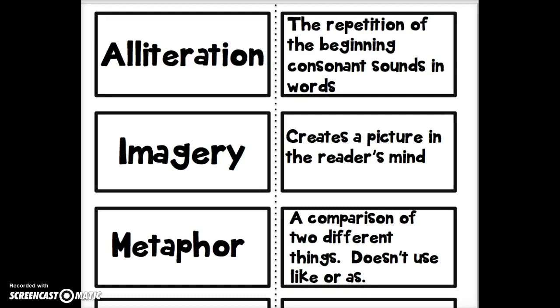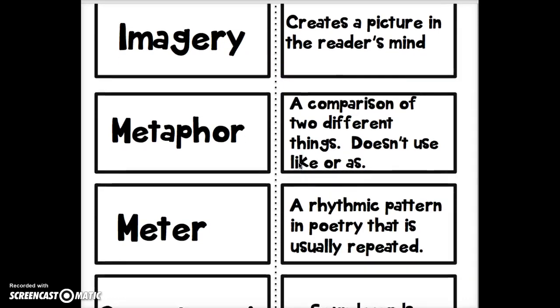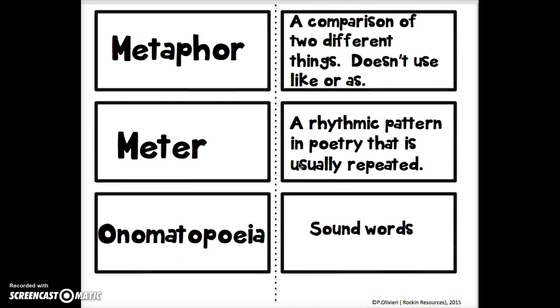So here are the elements that we spoke about today. Alliteration, which is the repetition of the beginning consonant sounds in words, for example, the kicking kangaroo. Imagery, which creates a picture in the reader's mind. So is there any imagery within the poem? Metaphor, which is a comparison of 2 different things. So it's when we're comparing 2 things, but we don't use the words like or as.